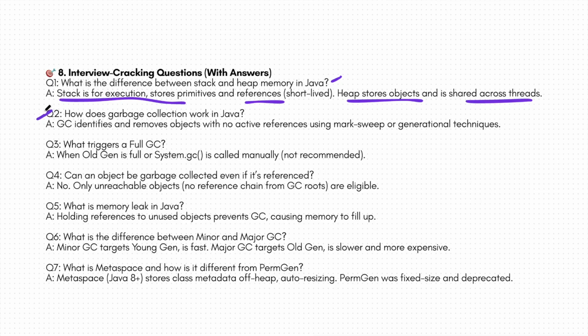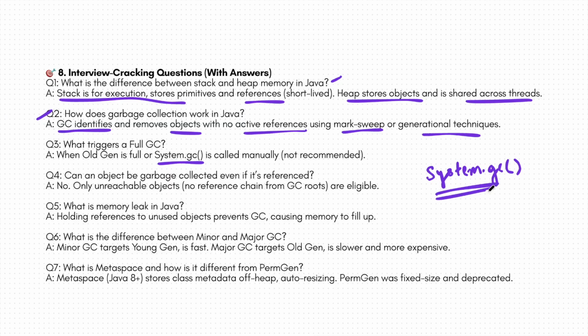The next question is, how does garbage collection work in Java? So you must have understood by now, the garbage collector identifies and removes objects with no active references, and it uses mark, sweep, or generational techniques. What triggers a full garbage collection? So System.gc. This is an important command that you should know. If you want to run the garbage collector manually, you can use this command.